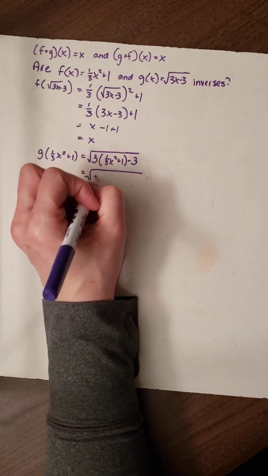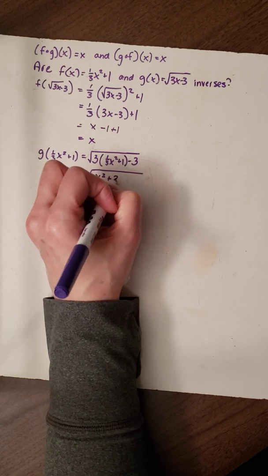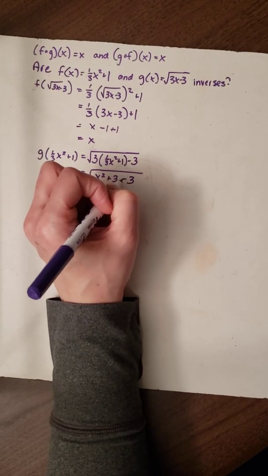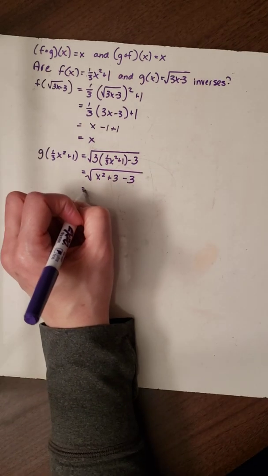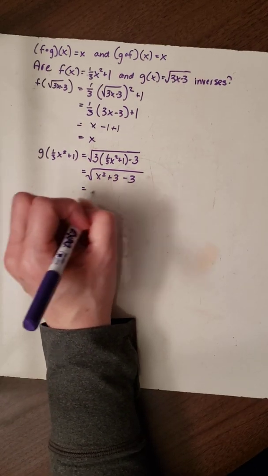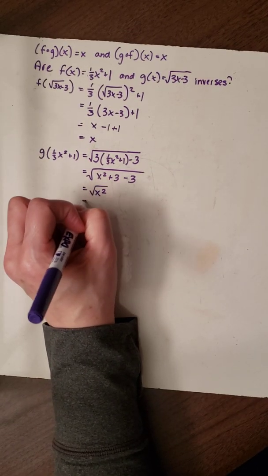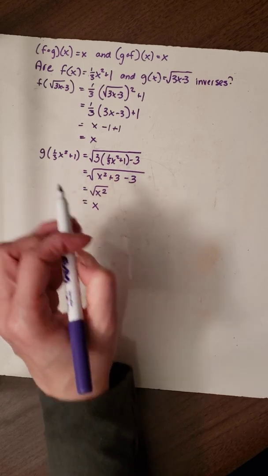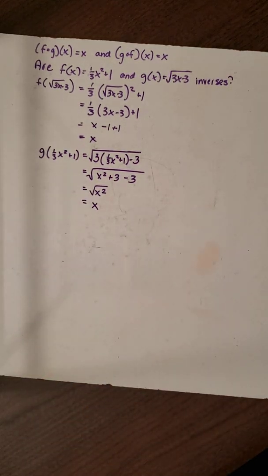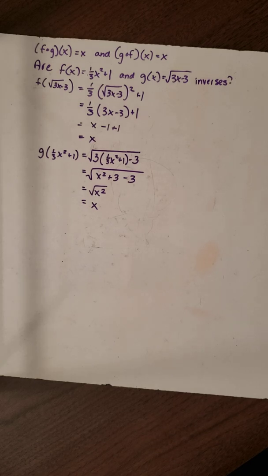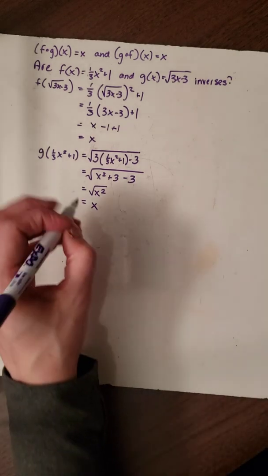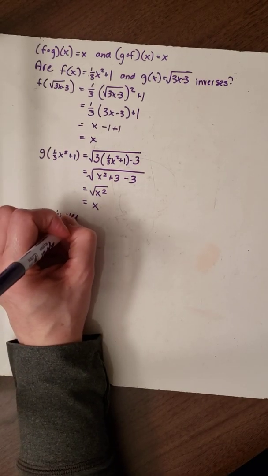Distribute the 3. So we got x squared plus 3 minus 3. Oh, this is looking promising. Cancels out. The 3's cancel. Square root of x squared equals x. Now, you might be saying, well, shouldn't it be plus or minus? In this case, no, because we're strictly simplifying, and we are looking just for the identity here. We're not specifically solving. So these are inverses.